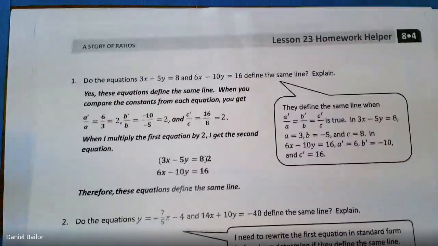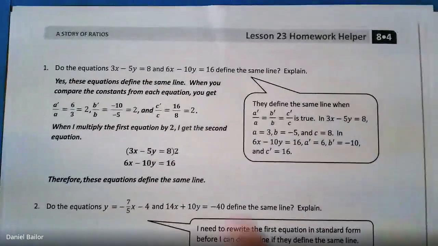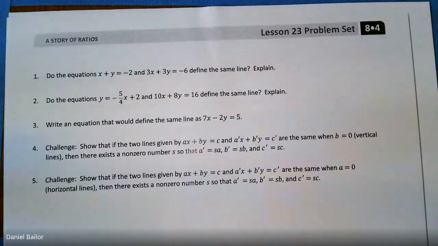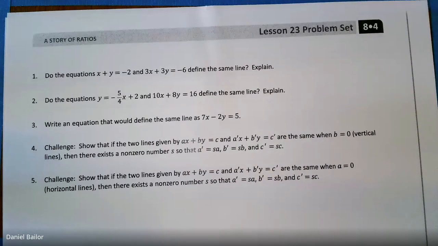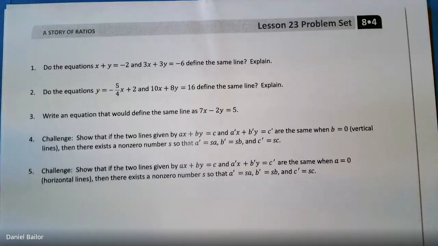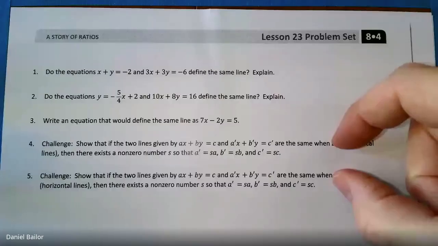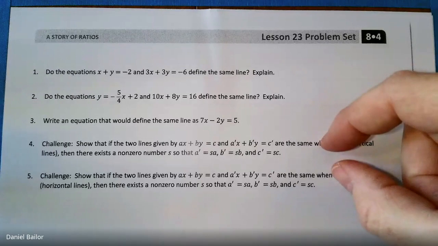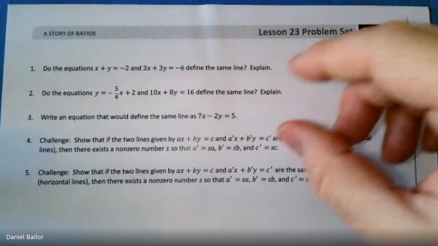Page 291 and 292 are your homework helper if you want some more examples where they give you the question, they give you the answer, and they tell you what they were thinking. Homework helper is great if you need a little bit more guidance. Questions on the problem set. Number 4 and 5 are challenge problems, so try them yourself. But if you are having trouble with them, that's fine.